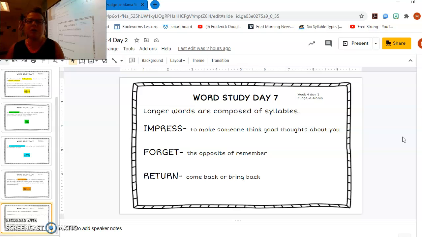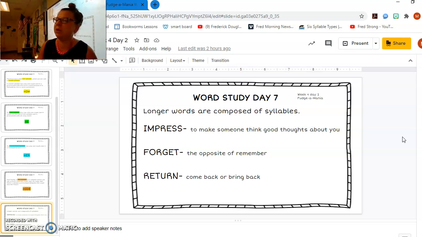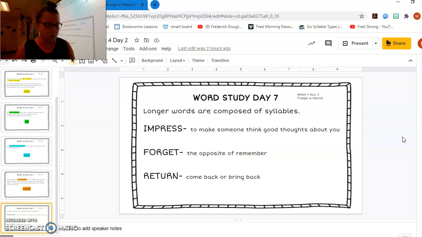And I told you yesterday that longer words have sometimes more than just one syllable. So first we need to split the word into syllables. So impress, impress. Those are the 2 syllables. So impress means to make someone think good thoughts about you. If you're trying to impress somebody, you want that person to think good things about you.